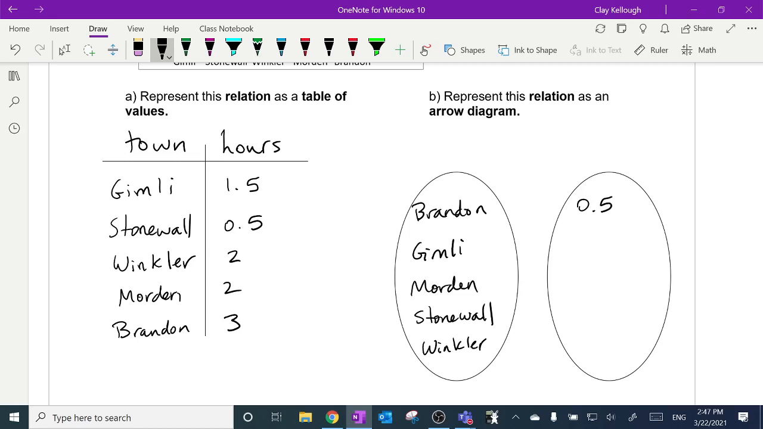0.5, then the next biggest one is 1.5, then the next biggest one is 2, and then the next biggest one is 3. Okay, so Stonewall got to be the 0.5 one, so put an arrow to that. Gimli was the 1.5 one. Morden and Winkler were the 2s, and Brandon was the 3. So there we go. There's an arrow diagram.